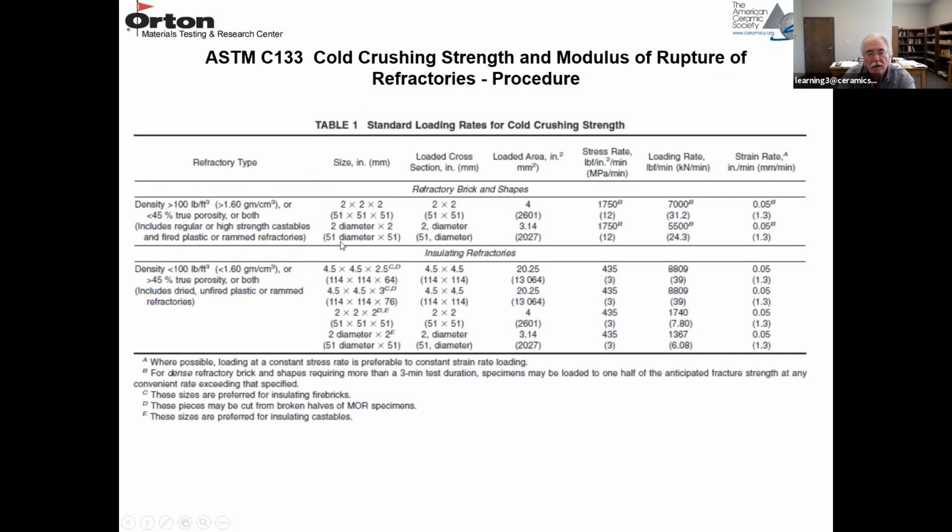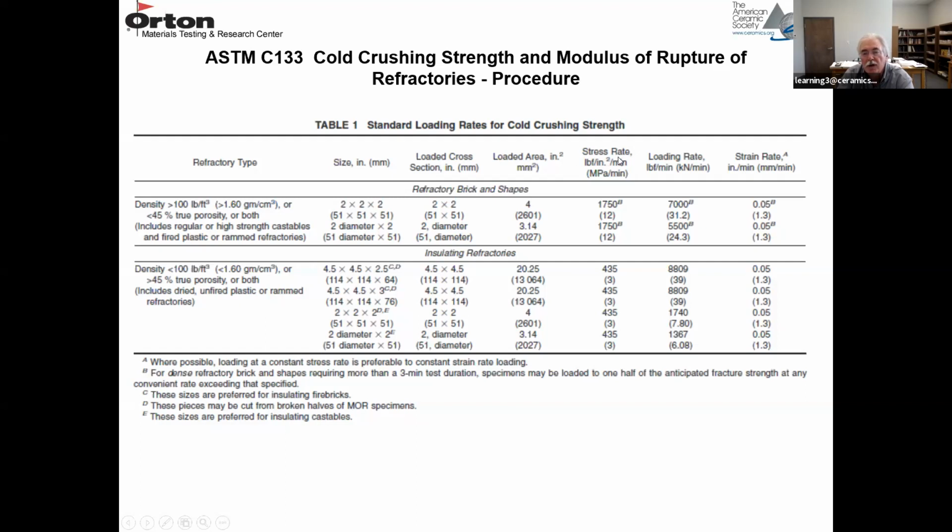So the top part of the table is for dense materials greater than 100 pounds per cubic foot. They're usually going to have less than 45% true porosity. True porosity is a combination of open and closed pores. A typical sample is 2 by 2 by 2 or 2-inch diameter by 2 inches tall. This is the area that's actually loaded. This is the loaded cross section. So the cross section is 2 by 2 or 2-inch diameter. The loaded area is 4 square inches or 3.14 square inches.